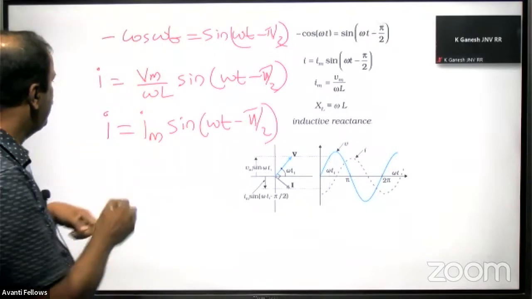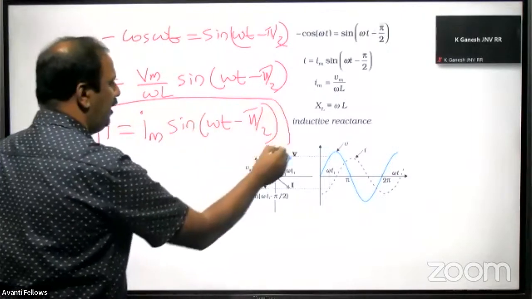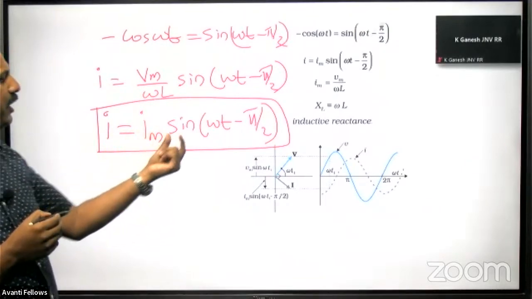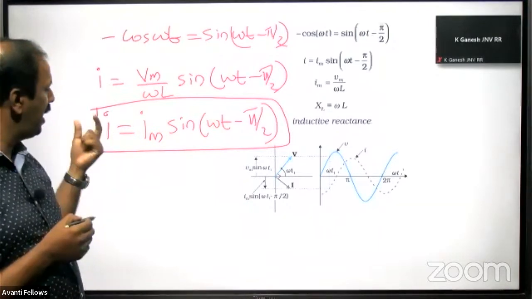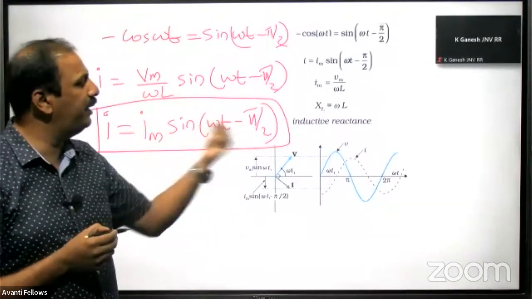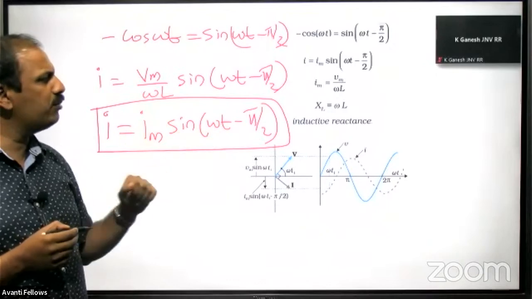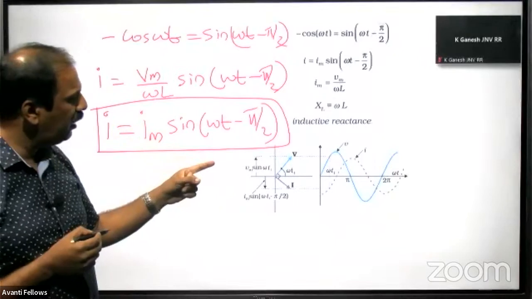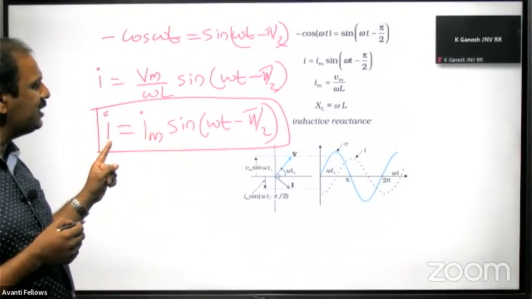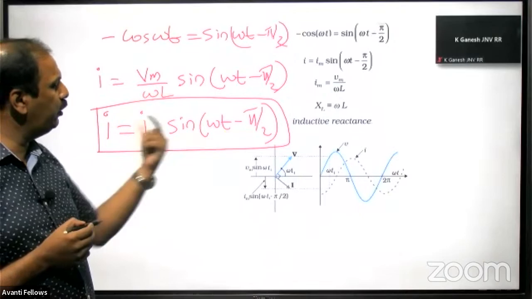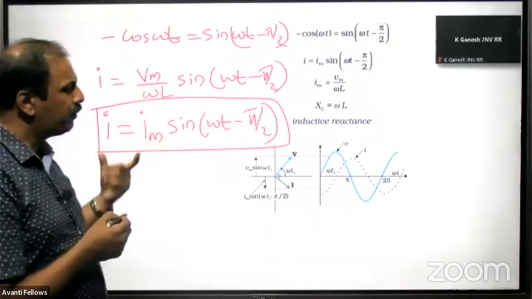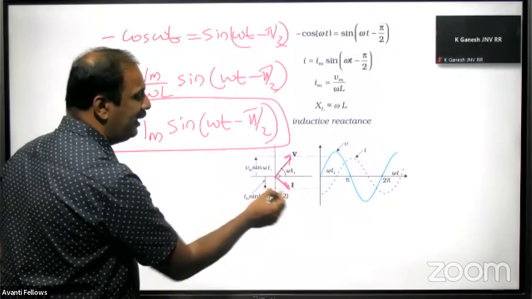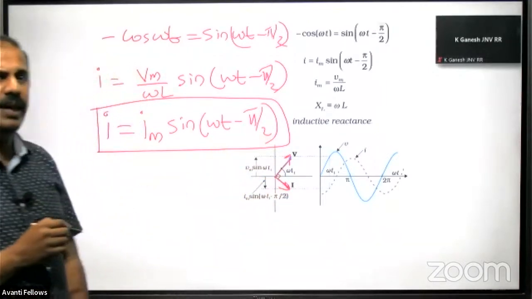Okay, so this is not the final thing. Still here we have some importance. So what was our voltage? V is equal to Vm sin omega t. And what is our current? I is equal to Im sin of omega t minus pi by 2. So here we have one important concept. In the case of an inductor, the current is at an angle pi by 2 behind the voltage. So in this phasor diagram, you can see voltage is here, current is lagging behind by an angle of pi by 2.